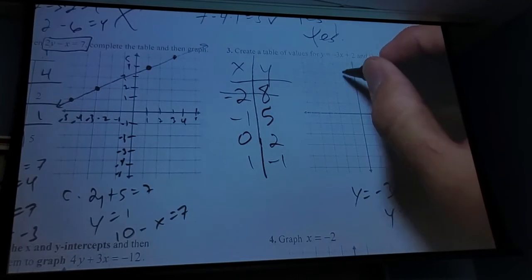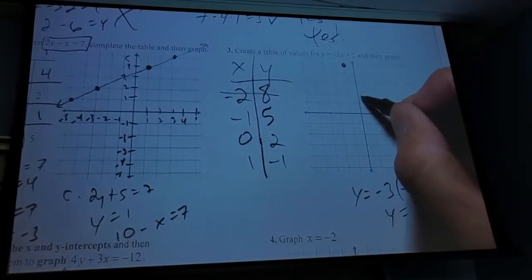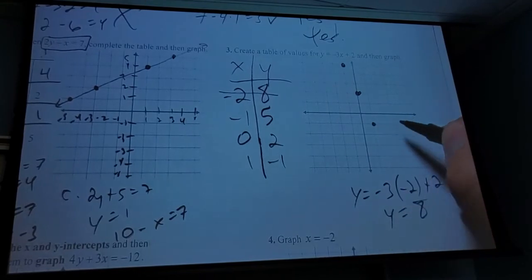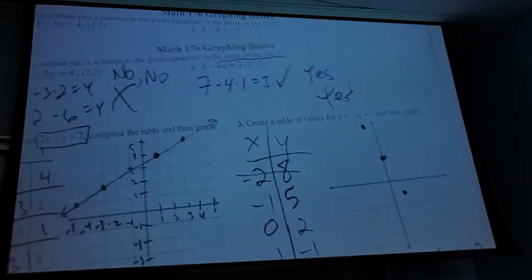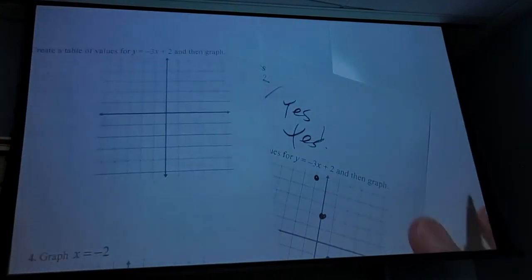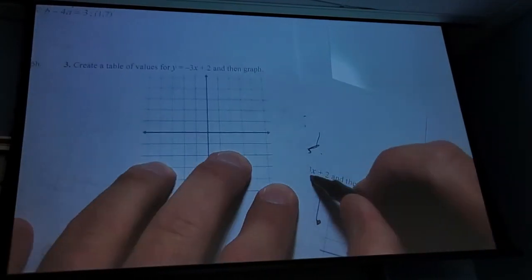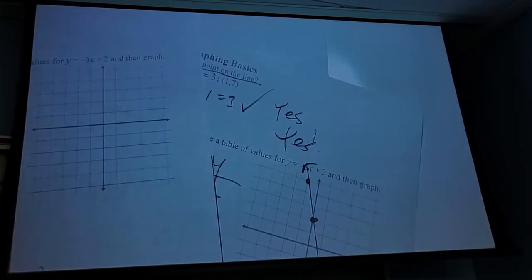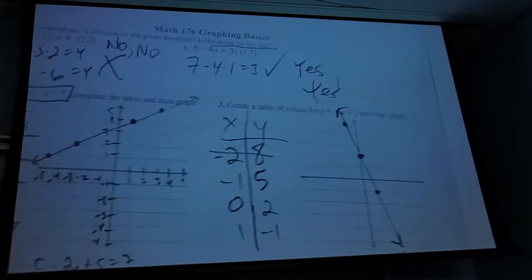So -1, 5, 0, 2, 1, -1. Why does it look like it's okay? Does it look like it's okay? Mm-hmm. Yes. It looks like it's perfectly fine. Jeff, you should have more faith in yourself, man. You just did something really good. It's all right, Jeff.